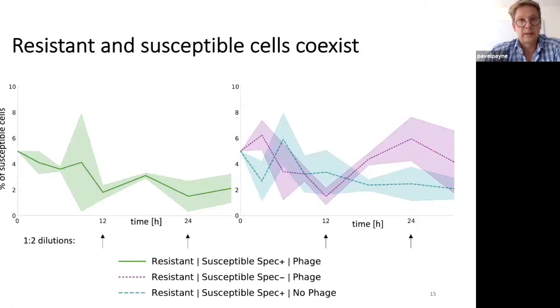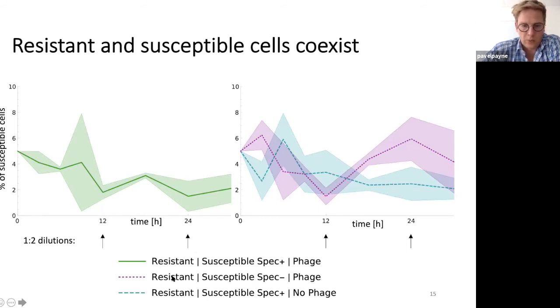Okay, so let's finally get to the results. Here we can see on the left side that the resistant and susceptible cells coexist in the population, or that the susceptible strain doesn't get wiped out. On the left here in green, we can see the experimental treatment, which had resistant cells, the susceptible cells with the spectinomycin resistance locus, and the phage. And then I also did it with 2 controls, the magenta and cyan on the right side.